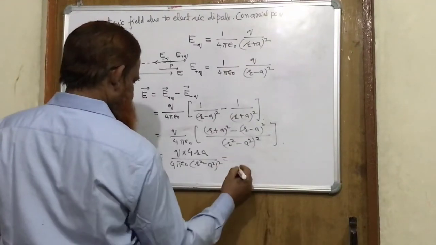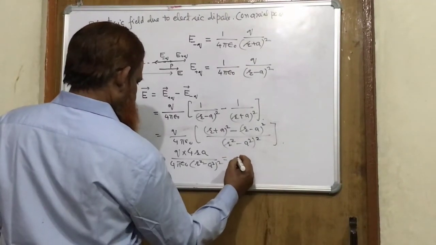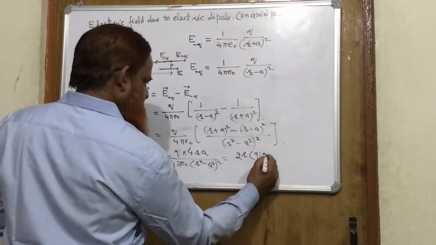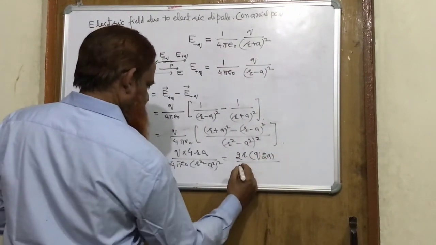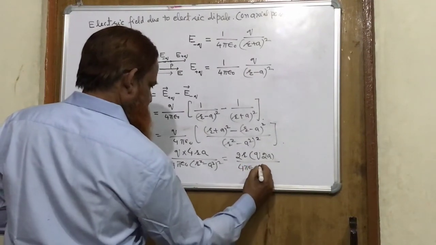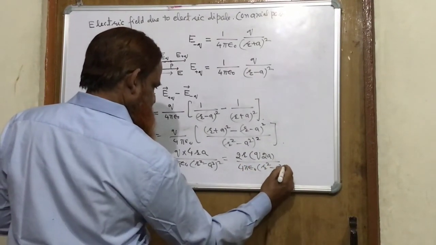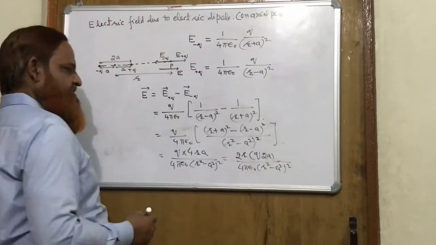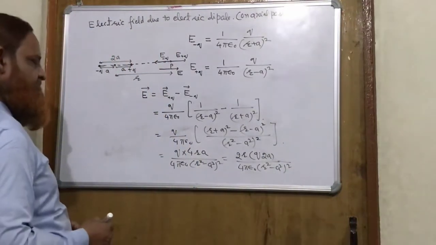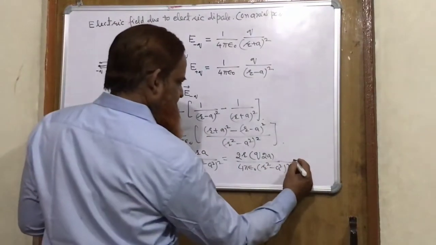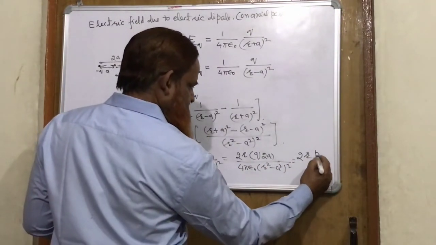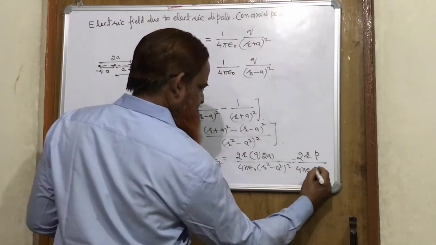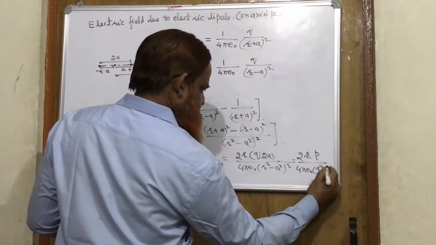We can write it in this way also: 2R into Q 2A upon 4 pi epsilon naught (R square minus A square) whole square. So Q into 2A is the magnitude of dipole moment. So we can write 2R P upon 4 pi epsilon naught (R square minus A square) whole square.